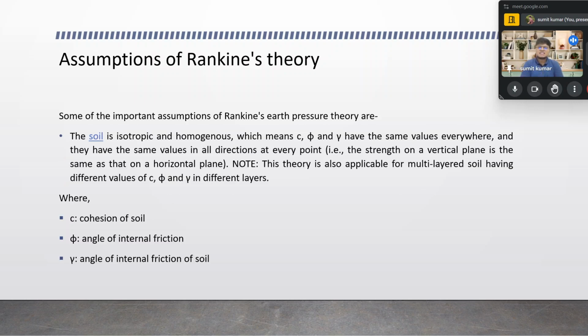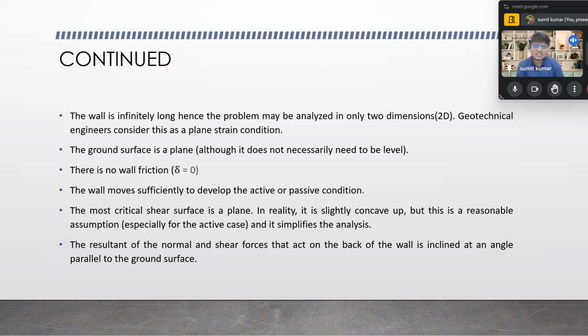We also came across the assumptions that we made during the Rankine theory. With these assumptions we have developed some conceptual clarity, and as I have said earlier, the assumptions are very important. We analyzed the ground surface as a plane, with no wall friction. This does not happen all the time, but these are the assumptions, and the wall moves sufficiently to develop the active and passive earth pressure condition. The most critical surface is, in reality, slightly concave, but we take it as a plane, the most critical shear surface plane.